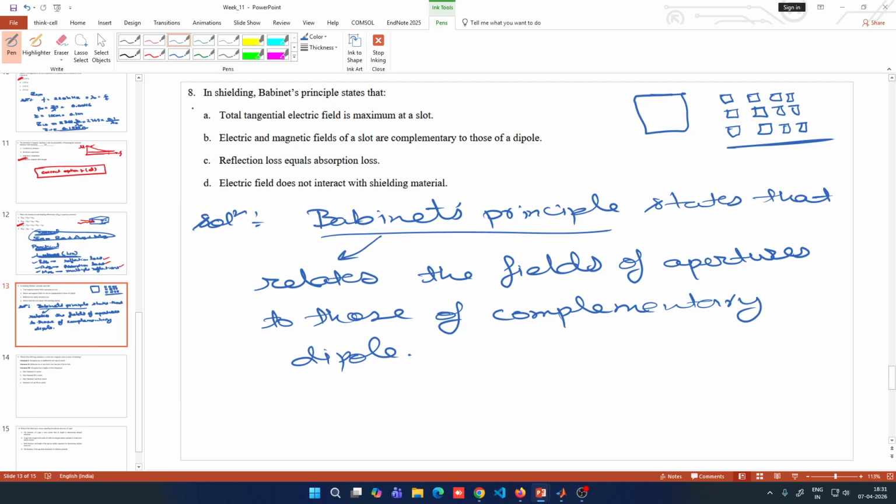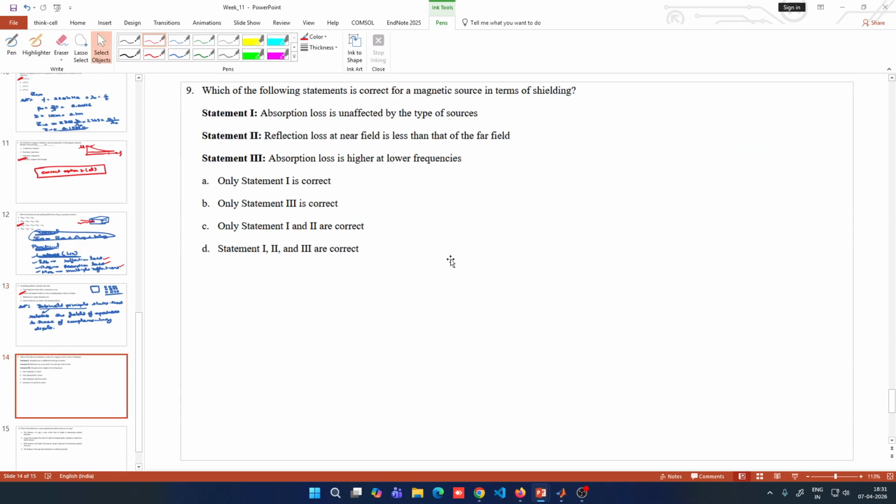So the question is asking, in shielding, Babinet's principle states that the electric and magnetic fields of a slot are complementary to those of a dipole. So the correct option is option number B. If this is clear, we will move on to question number 9. In question number 9, three statements are given and we have to find out which of the following are correct.